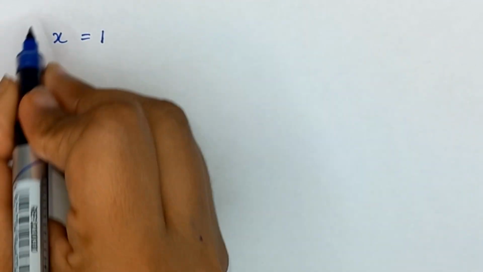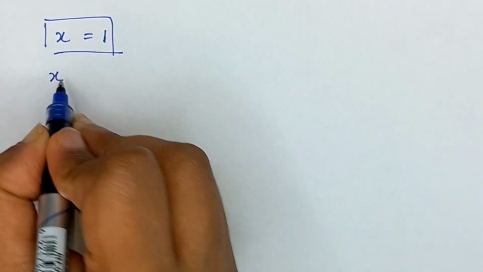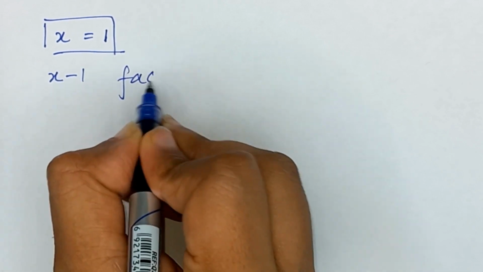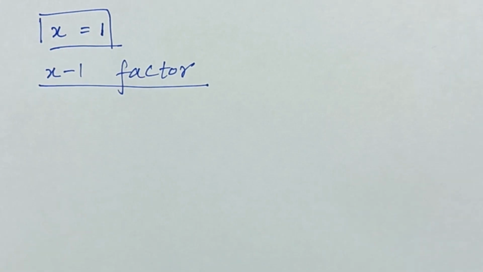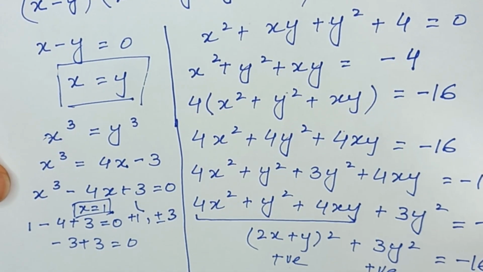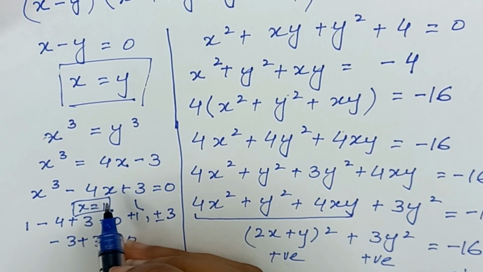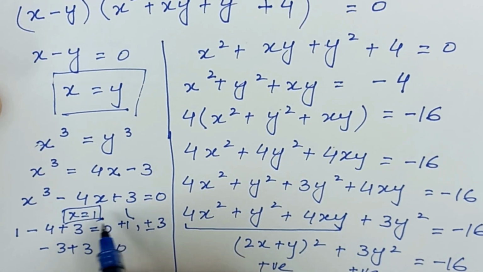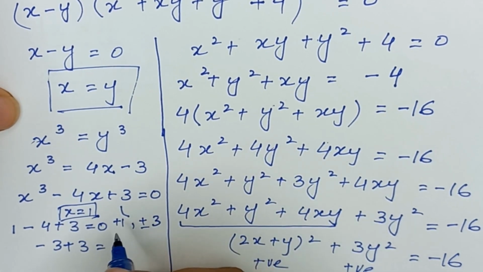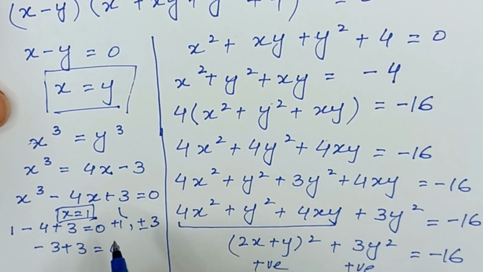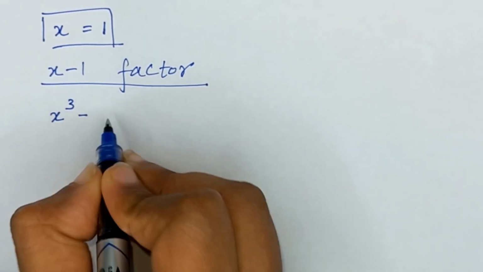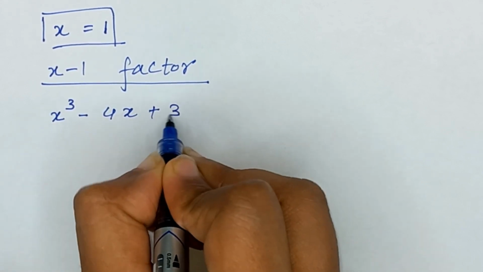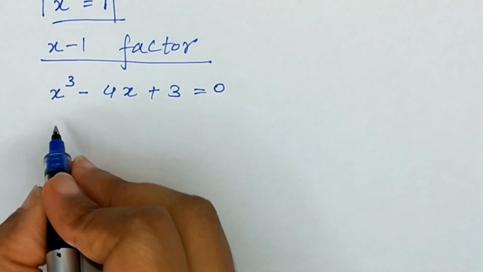If x = 1 is a solution of this equation, that means x - 1 is a factor of it. If x - 1 is a factor, then we can solve this cubic equation by synthetic division, long division, or by grouping or factorization. So I will apply grouping or factorization. First of all, I will write the given cubic equation, x³ - 4x + 3 = 0. So how can I group this one?